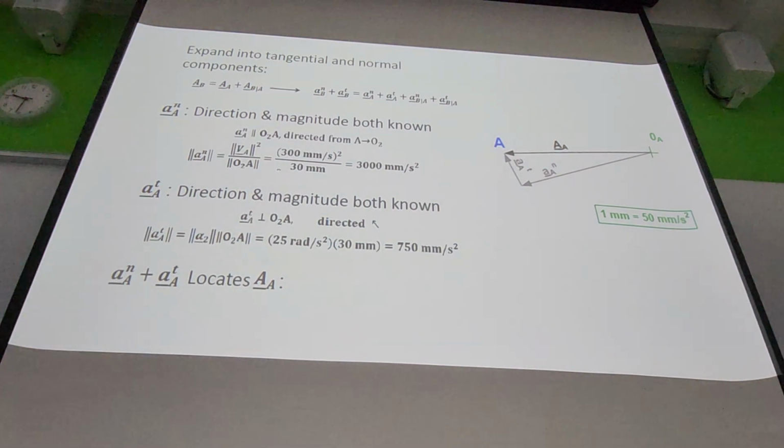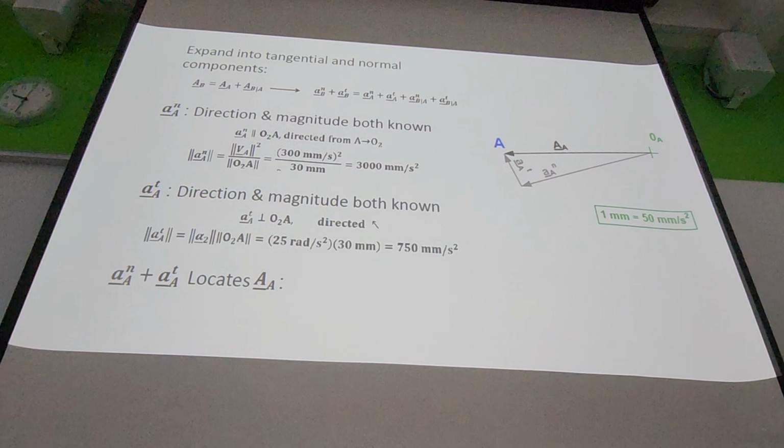Normal acceleration you can calculate as VA square over O2A. You can use either formula: R into omega 2 square, or VA square by O2A. VA we know, O2A we know, so now the normal component of acceleration we know. Then the tangential component is simply O2A into alpha 2.